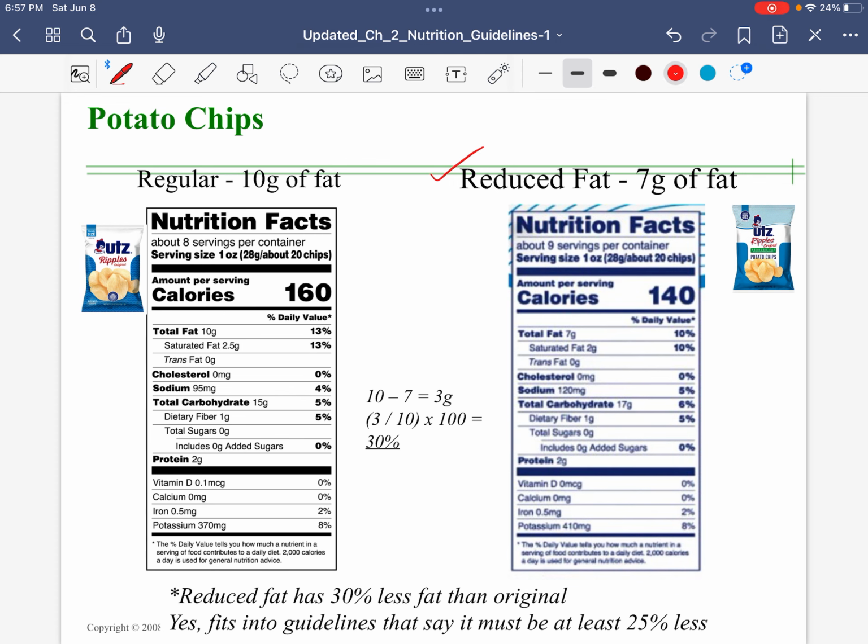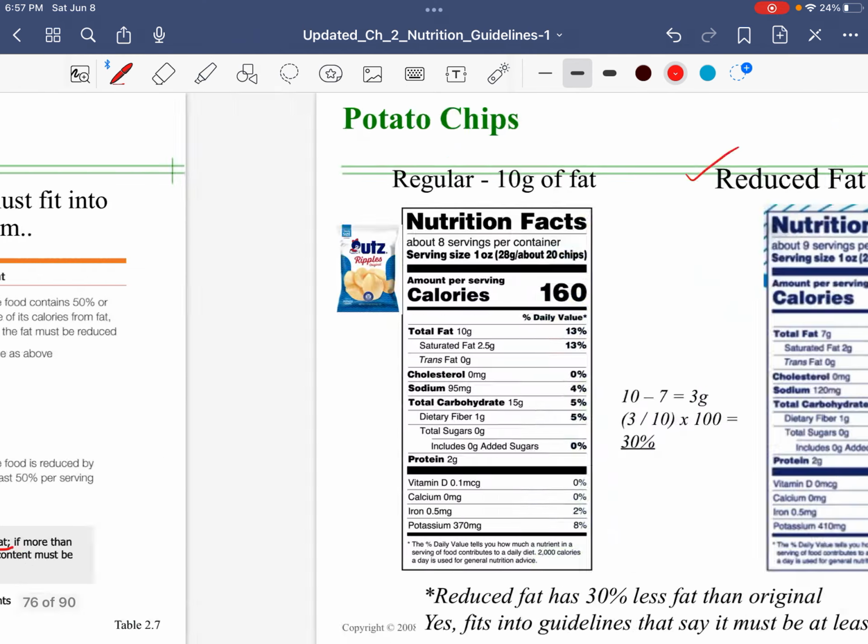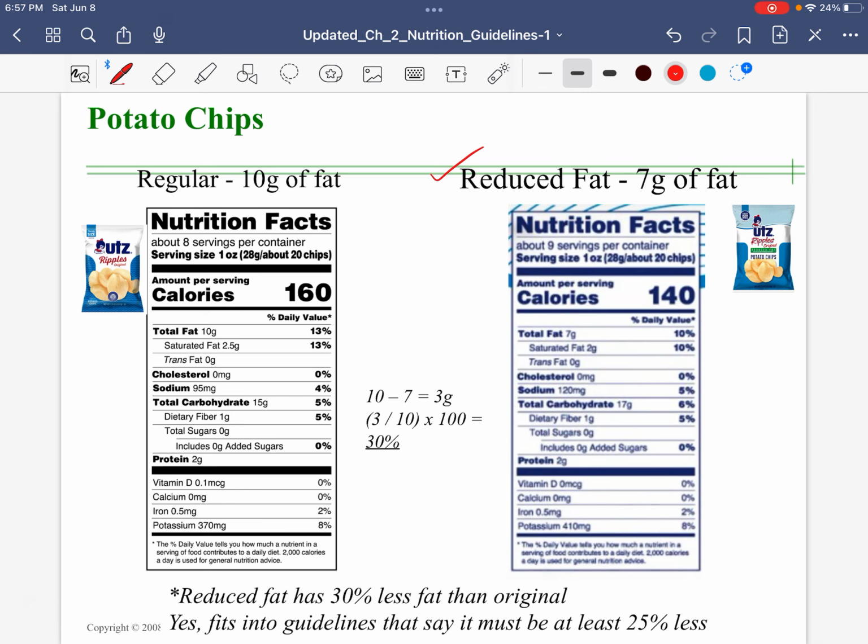Are they following the rules when they say reduced fat? If I go back, what does it say for reduced fat? The reduced fat version has to have at least 25% less fat per serving. So the regular potato chips, 10 grams per serving. The reduced fat potato chips, 7 grams per serving. Let's do some math. We find the difference. The regular version has 10 grams. Reduced fat version has 7. 10 minus 7 is 3, so it's a 3-gram difference. Then we do the math. 3 divided by 10 is 30%. So our reduced fat version has 30% less fat than the original.